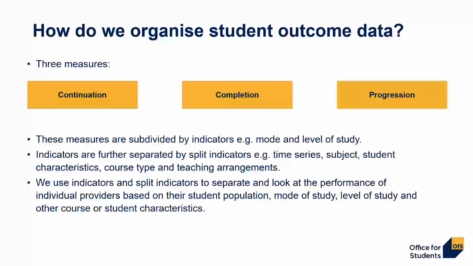How do we organise student outcome data? These measures, continuation, completion, and progression, are subdivided by indicators, for example, mode and level of study. Indicators are further separated by split indicators, for example, time series, subject, student characteristics, course type, and teaching arrangements. We use indicators and split indicators to separate and look at the performance of individual providers based on their student population, mode of study, level of study, and other course or student characteristics.